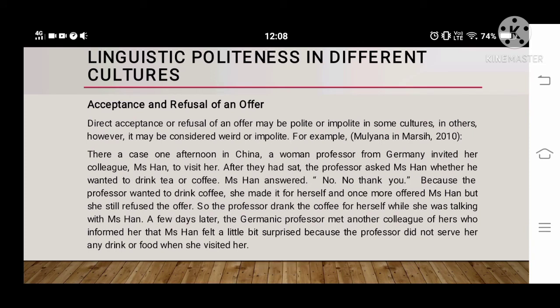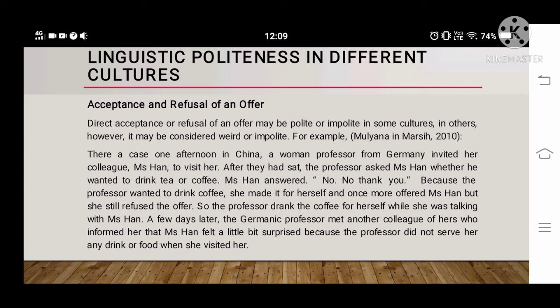Second, acceptance and refusal of another. Polite acceptance and refusal may be different from one culture to another culture. The acceptance or refusal of an offer may be expressed directly by saying yes for an acceptance or no for a refusal. Direct acceptance or refusal may be polite in some cultures. In others, however, it may be considered weird or impolite.